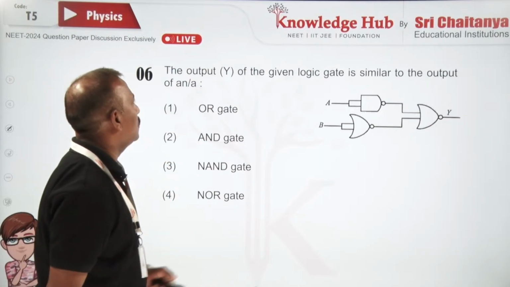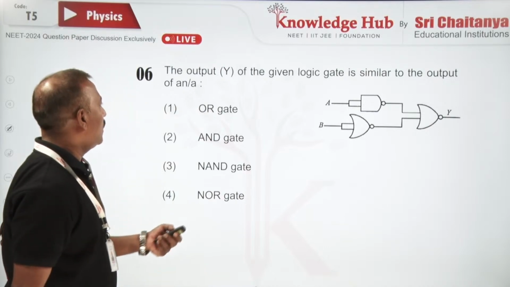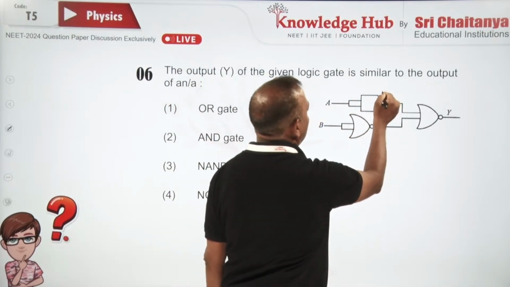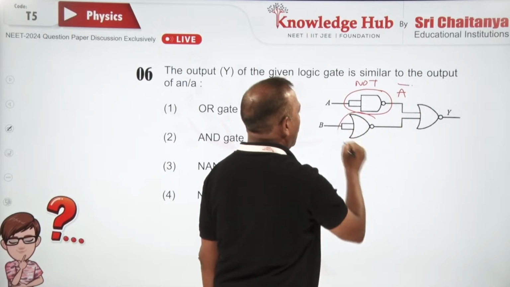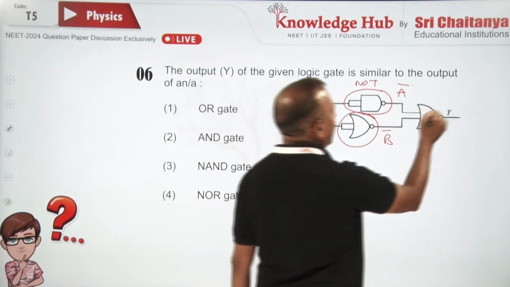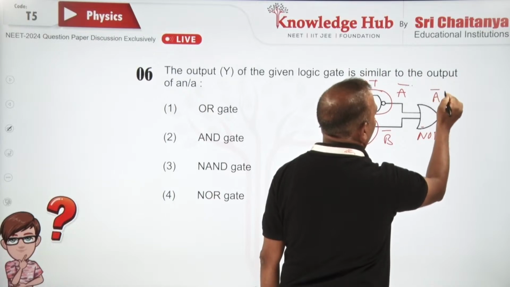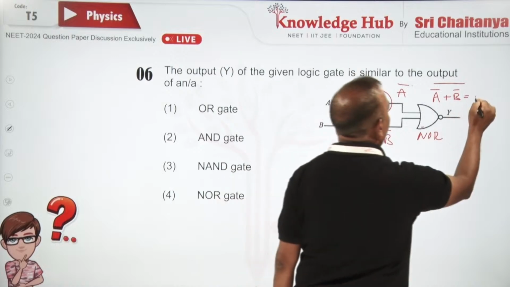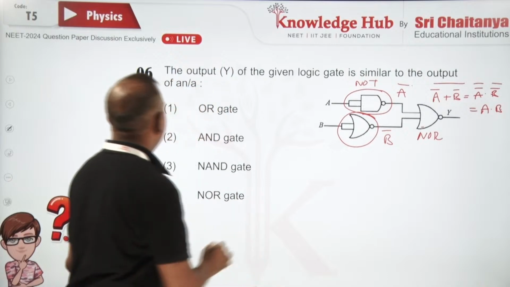Let us move on to the sixth question. The output Y of the given logic gate is similar to the output of any of these gates. Suppose I give A here, because this acts like a NOT gate, it will become A bar. This also behaves like a NOT gate, it will become B bar. Now A bar and B bar are given, and this is a NOR gate. Therefore, it will be A bar plus B bar whole bar. If you apply De Morgan law, it will become A bar bar dot B bar bar, which is finally A dot B.